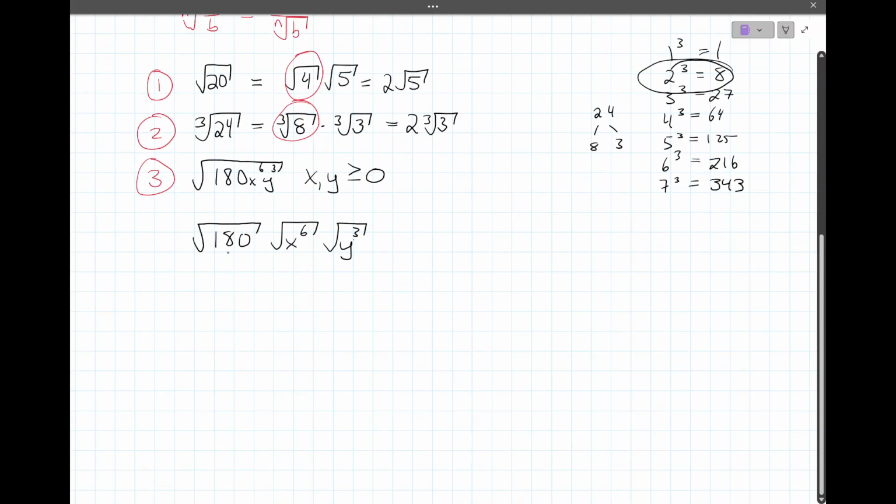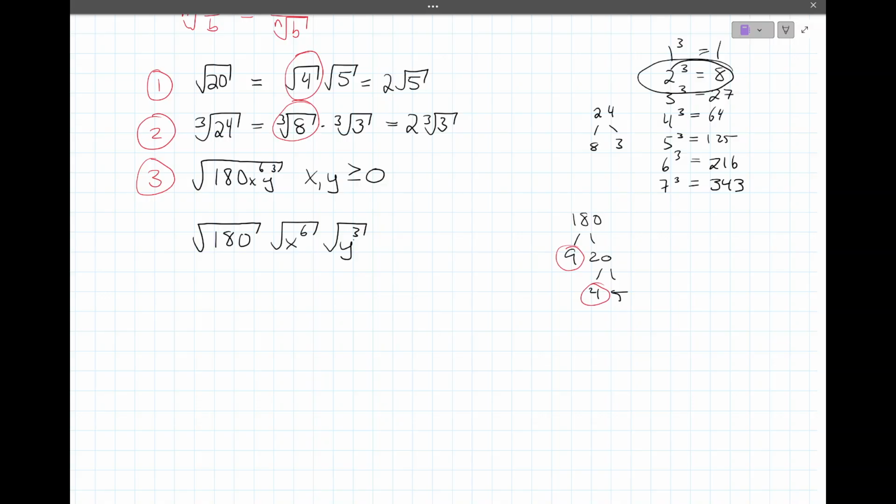And so 180, I can see that this is, well, it looks like 18 and 10. So if I do that, well, I know that 180, that's going to be 9 times 20, right? Okay, 18, 10. I just want to find perfect squares. That's 4 and 5. So I have a perfect square in the 9 and a perfect square in the 4. So that's going to come out as 3 and 2. That'll come out as 6, but I'll have a 5 left over.